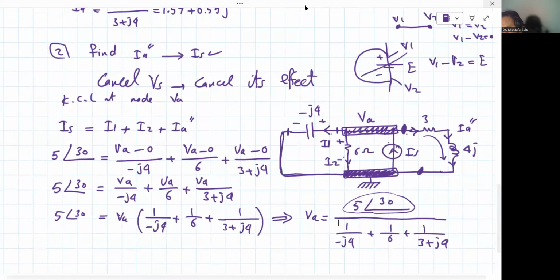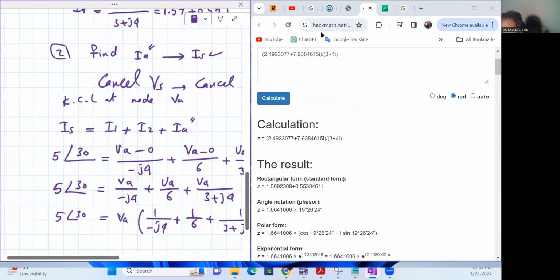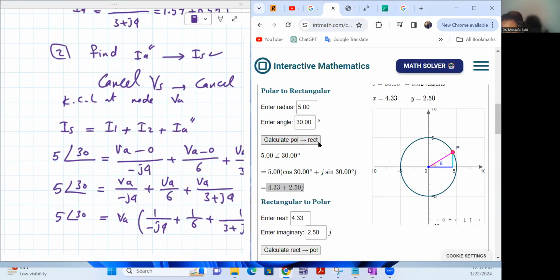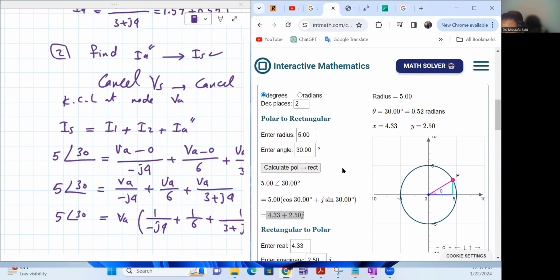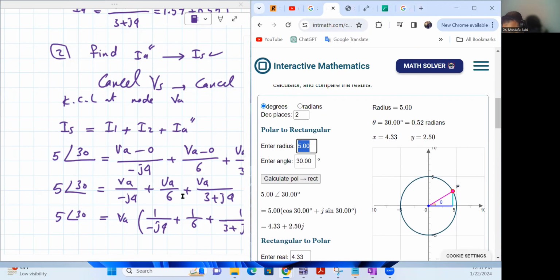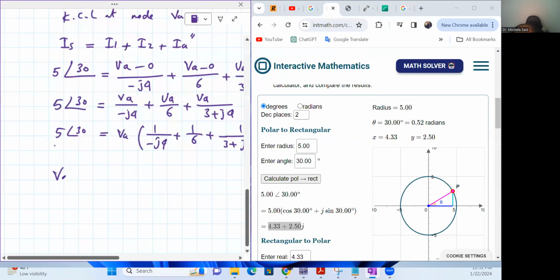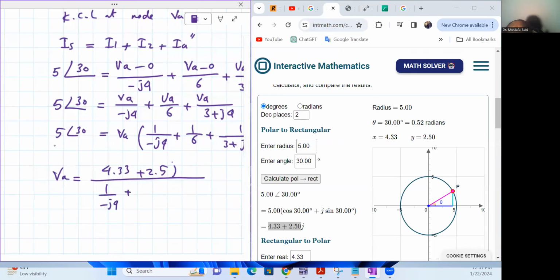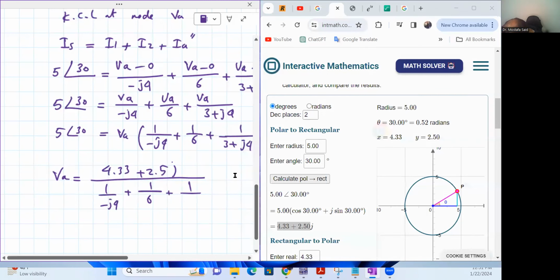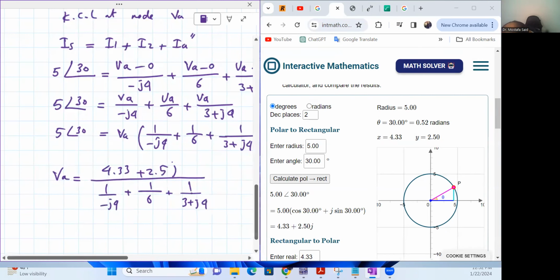Okay, so we have another website that does that for us. I'm going to leave the links in the description. So this is the one, interactive mathematics calculator. You enter here the radius, which is 5, the angle 30, press calculate, and it gives you the answer. So VA is equal to 4.33 plus 2.5j divided by 1 over minus j4, 1 over 6, 1 over 3 plus j4. Okay, now we can use our online calculator to do this calculation for us.